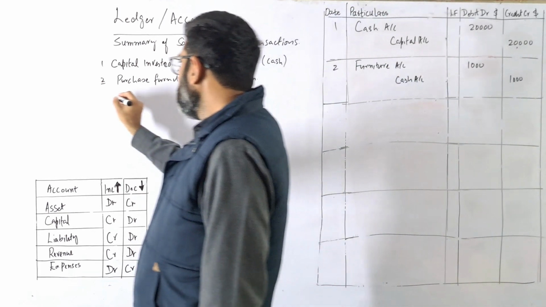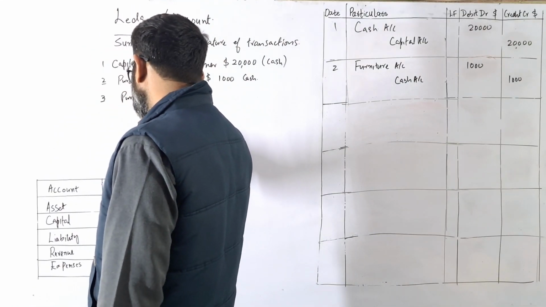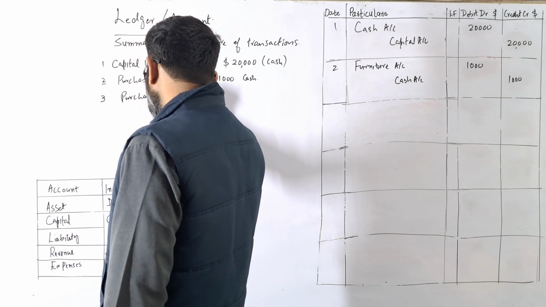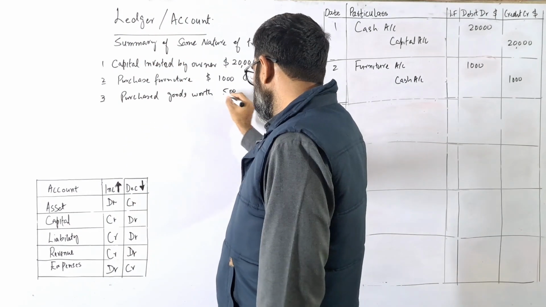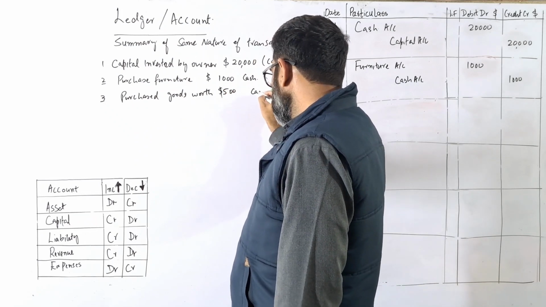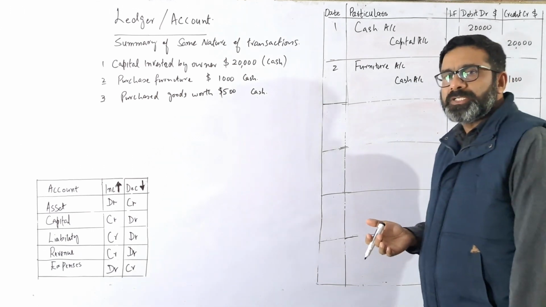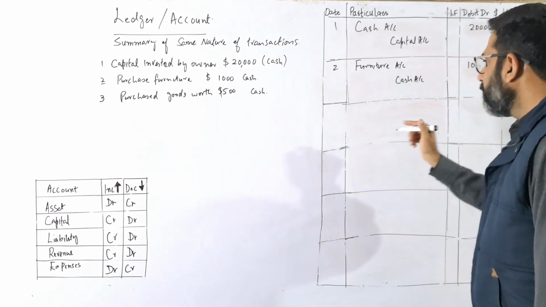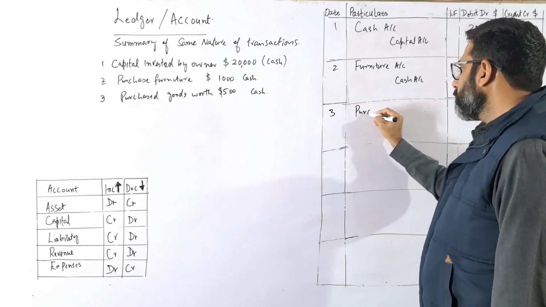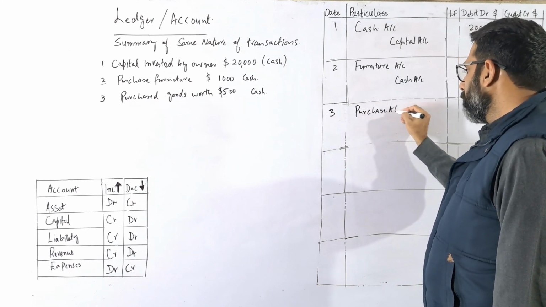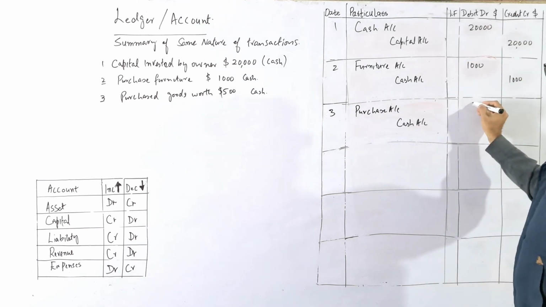Now the third one, we have purchased goods worth $500, and again that is cash. Some goods, some inventory, is purchased for resale purposes for $500. So for transaction number 3, the purchases account is debit and the cash account will be credit with $500.